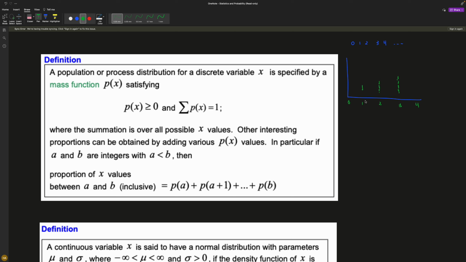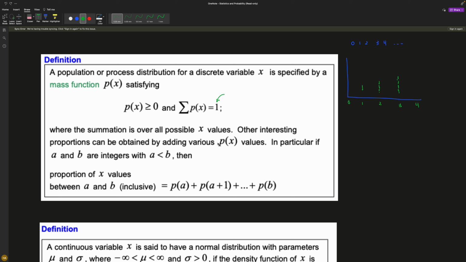So if I tell you I want the probability of being between 0 and 2, you're not going to need to integrate over the whole thing because there's nothing in between. So what you'll do is get the probability at 1 and add it to the probability at 2. And that's basically what this says. Now still, just like any distribution, your total should be 1. And so where the summation is over all possible x values, other interesting proportions can be obtained by adding various p of x. Remember, p represents probability. So it's just like integrating, but for this one you don't integrate. So that's why they say p of x.